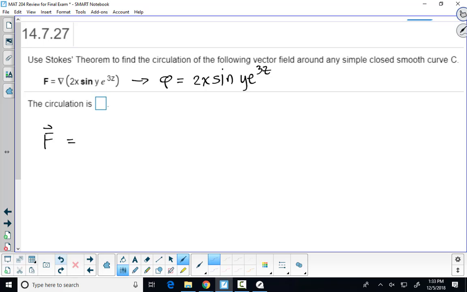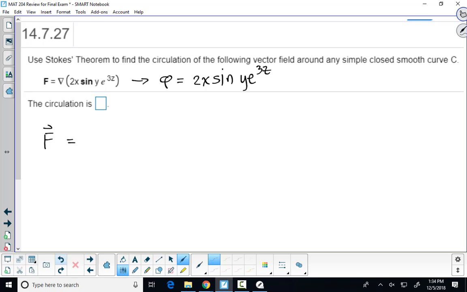The curl is 0, so that's one way to find it. But is this a conservative vector field? Well, if the curl's 0, then yes. Why is it a conservative vector field? Because there's a phi. Because of the way we created it.